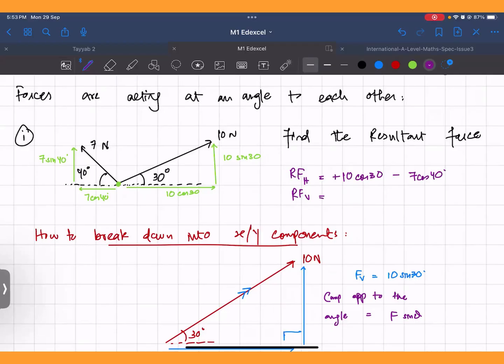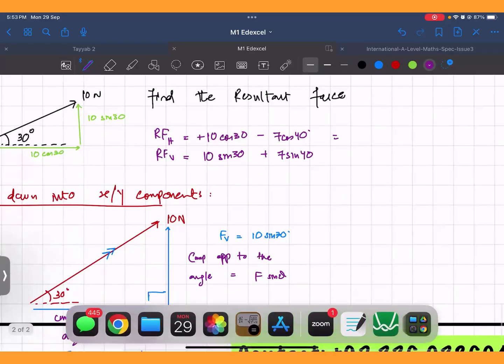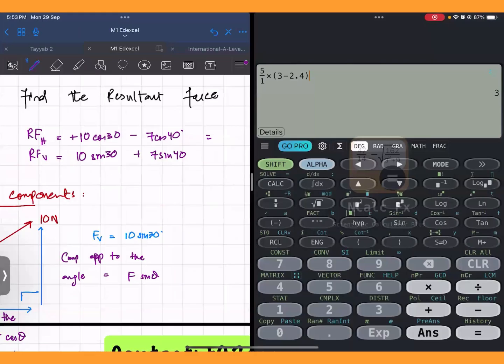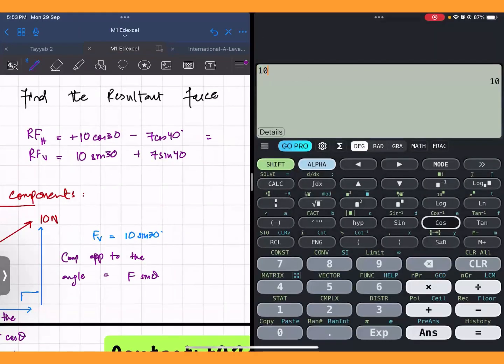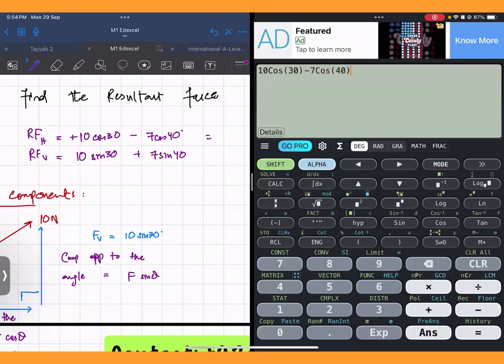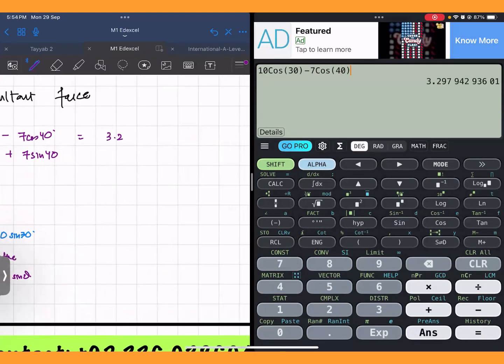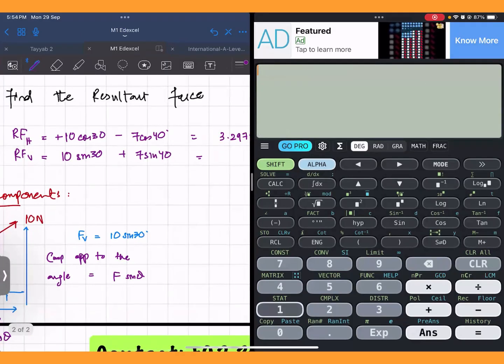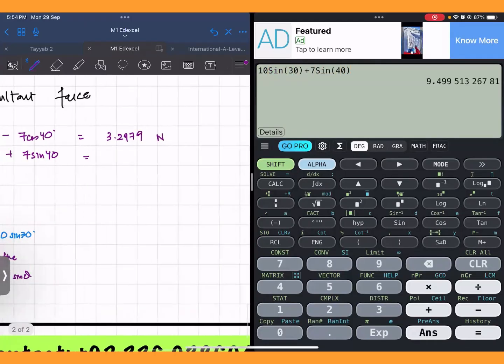Then you have vertical forces, both are upwards, so both would be positive: 10 sine 30 plus 7 sine 40. You will use your calculator. So horizontal is 10 cos 30 minus 7 cos 40, which is 3.2979. I just made it 3.3. And the vertical is 9.499.